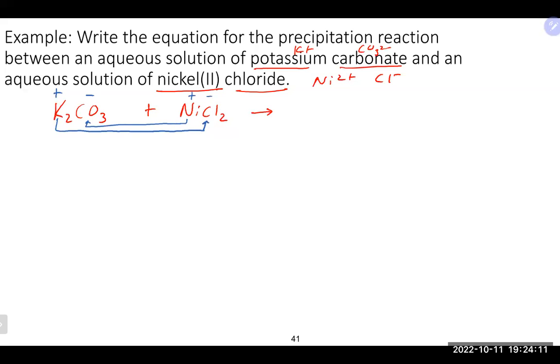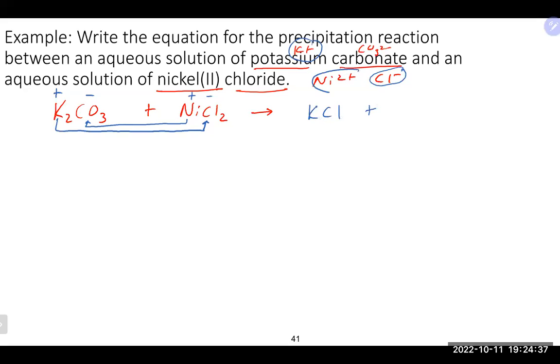Once again, this is what I was talking about earlier. You do not want to try to write the formula and balance at the same time. You just want to lay out the correct formulas on the right-hand side. In this case, K+ and Cl-, which gives me KCl, not K2Cl2. That does not exist. So again, do not try to balance it and write the formula as well.